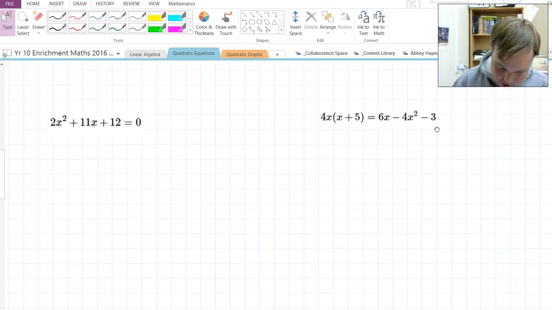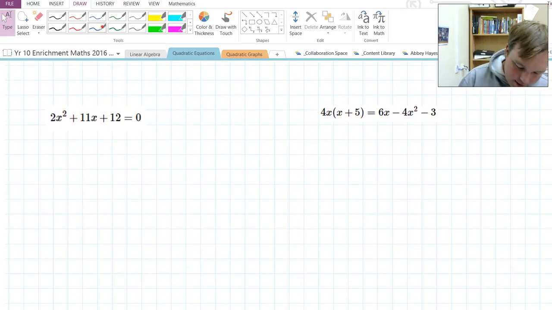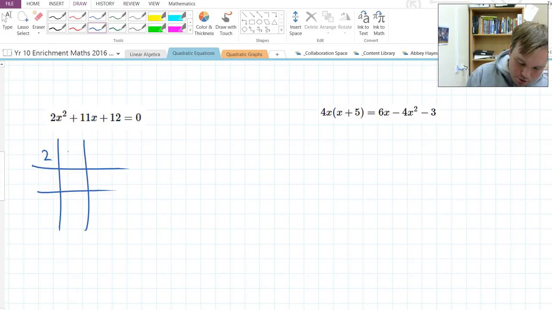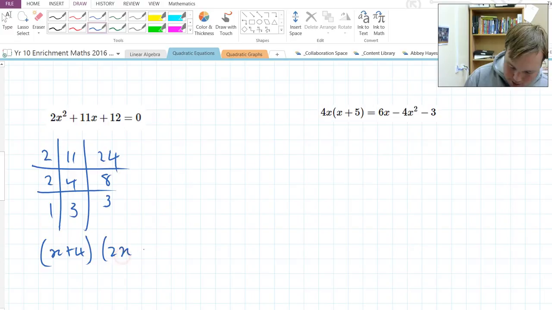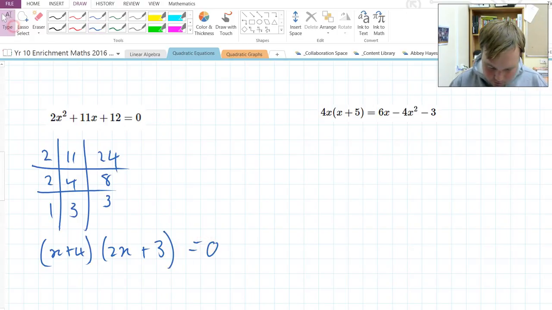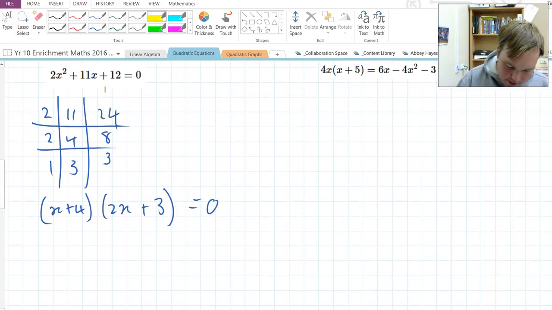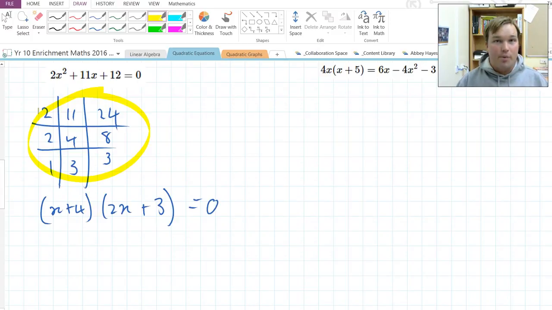So, for these, the first one is in standard form already, which is fantastic. So we factorise using whatever method we want. 2x² + 11x + 12 = 0. This factorises as (x + 4)(2x + 3) = 0. Now, once again, there's no particular marks for this stage. Do it whichever way you like. The important thing is you end up here.